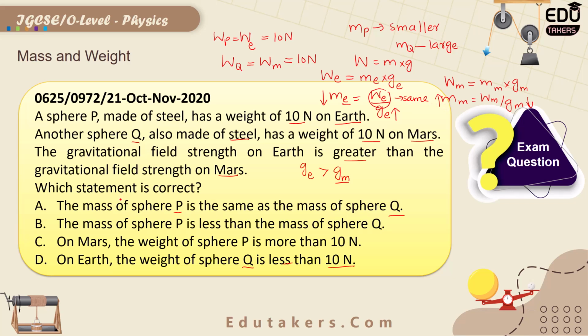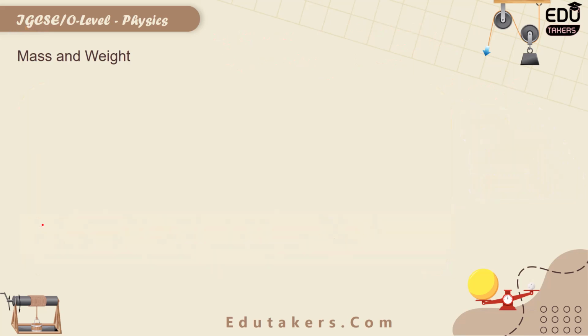See the options. In the first option, it's given that the mass of the sphere P is the same as the mass of sphere Q, which is incorrect because the mass of the sphere Q is larger than the mass of sphere P. In the second option B, the mass of the sphere P is less than the mass of the sphere Q. Here the mass of P is less. That's why the correct answer is B. So let's see the answer and explanation next.